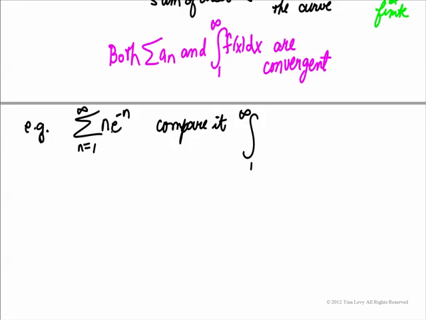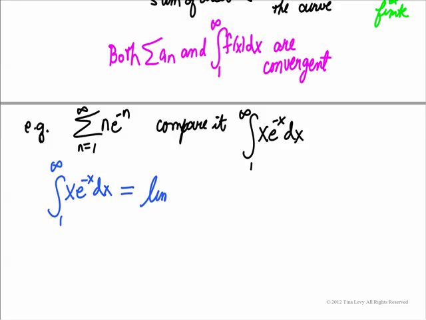Everywhere we have n, we put x. So x e to the negative x dx. We are going to look at that improper integral. If it converges, then we know our series converges. If it diverges, then our series diverges. To do the improper integral from 1 to infinity of x e to the negative x dx, we are looking at the limit as b approaches positive infinity of the integral from 1 to b of x e to the negative x dx.